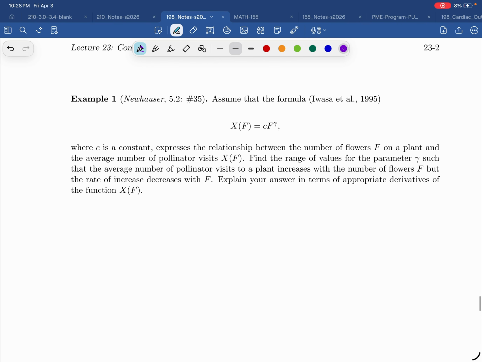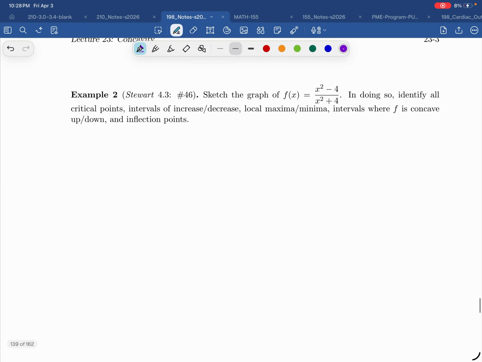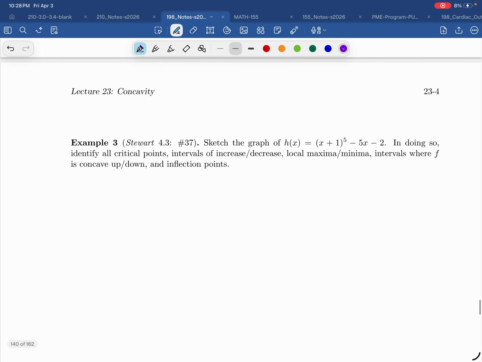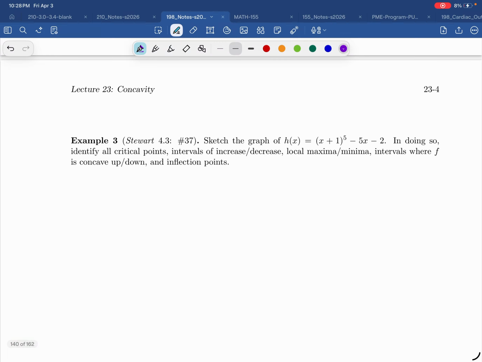Now, let's skip example 1 and example 2. We'll do those in class. Instead, let's go to example 3, where I say let's sketch the graph, but more importantly, identify all of the critical points and intervals of increase, decrease, maxes and mins, and intervals of concavity, and even if there are any inflection points. So basically find all the first and second derivative information.